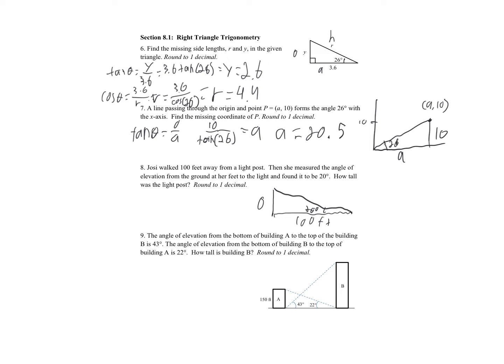So now we're trying to find the height of this light post. We know the angle and we know one side, so this would be, again, opposite over adjacent. So we'd use tangent theta equals opposite over adjacent, and we know the adjacent side and the angle, so we'd have 100 times tangent of the angle 20 degrees, which is equal to 36.4 feet.